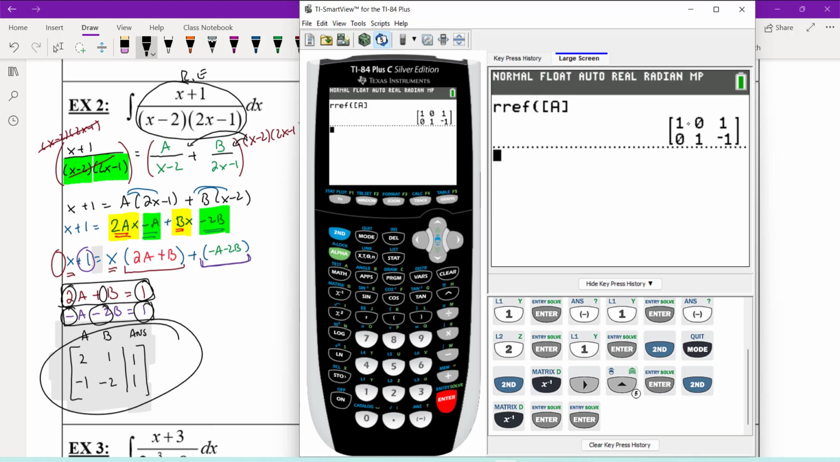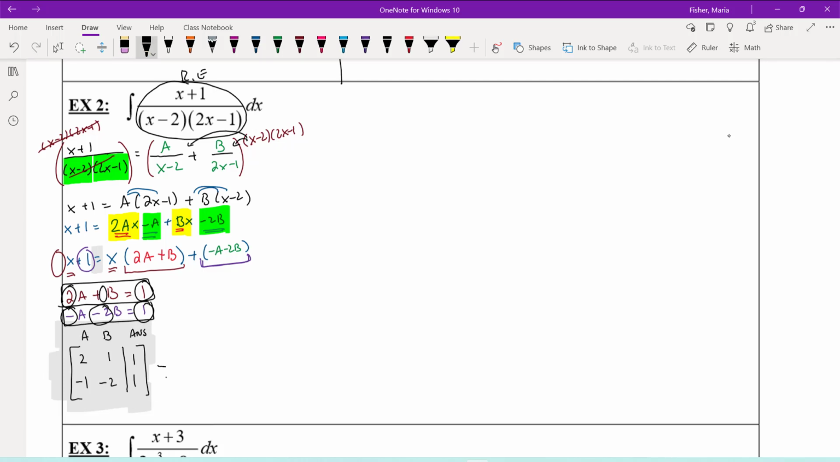Now remember, this first column here was the column for A, the second column was the column for B, and the third column was the answer. So this is basically telling you that A is equal to 1 and that B is equal to negative 1. Again, if you look at it, this came out as 1, 0, 1 and 0, 1, negative 1. And this is A and this is B and this is the answer. Therefore, this is just saying, hey, A is equal to 1. And hey, B is equal to negative 1. So the calculator figured out what A and B were for us.